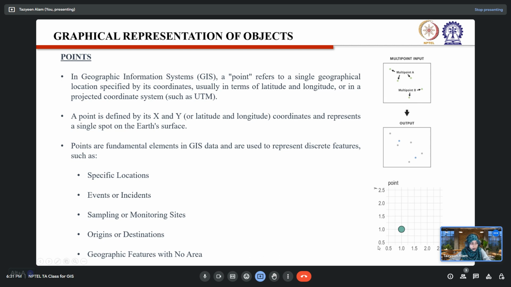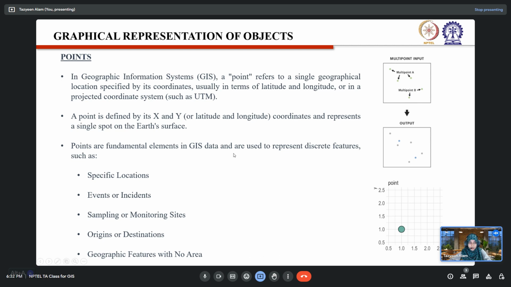Another example is this point. As the definition says, it represents your latitude and longitude. If we assume them to be latitude and longitude on this graph, we see that it is pinpointing a certain geographic location. Pinpointing means it's either the location of a human or a tree or a house or any other object. So a point is defined by its x and y or latitude and longitude coordinates, and it represents a single point on the Earth's surface.